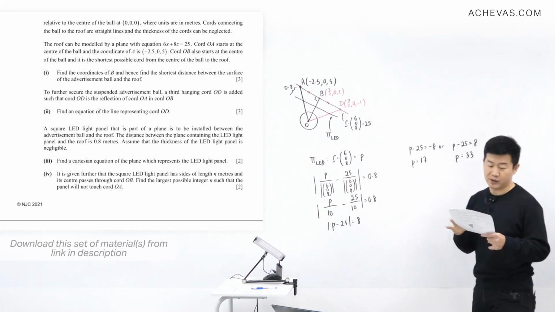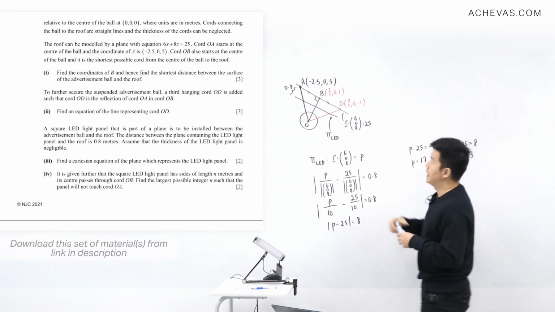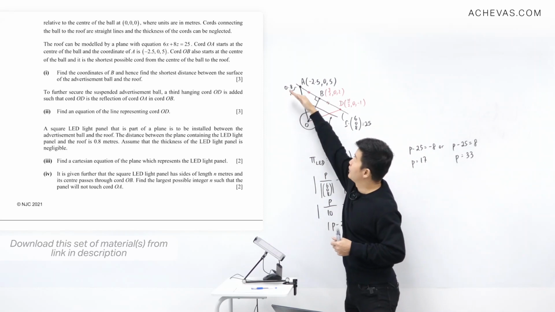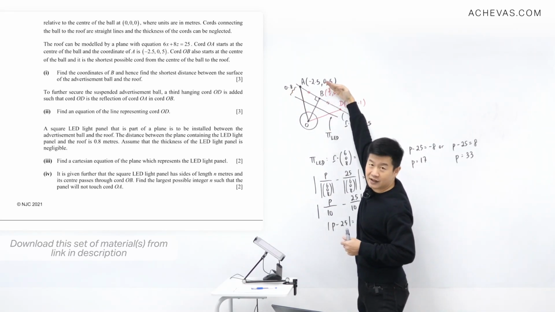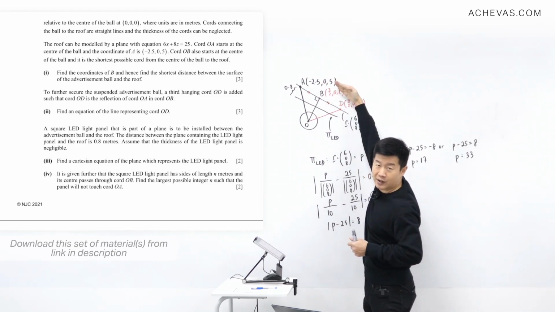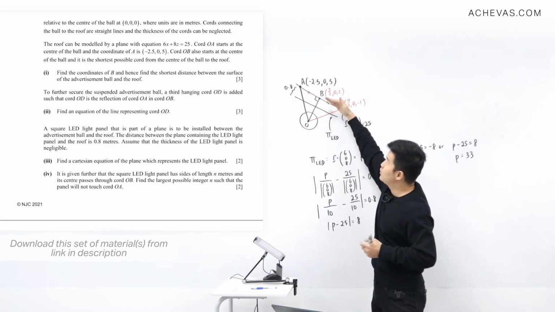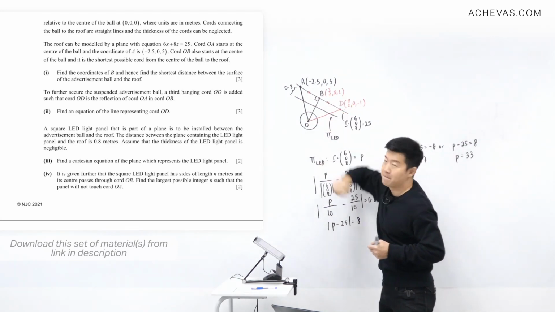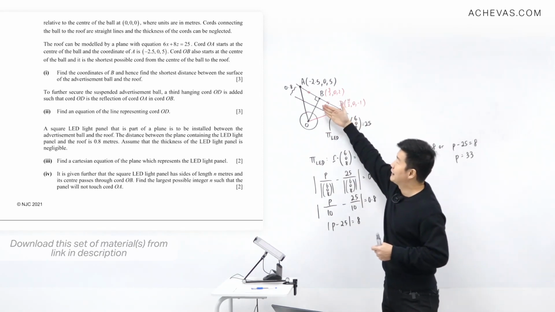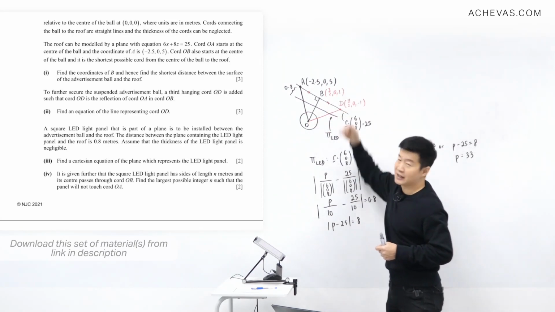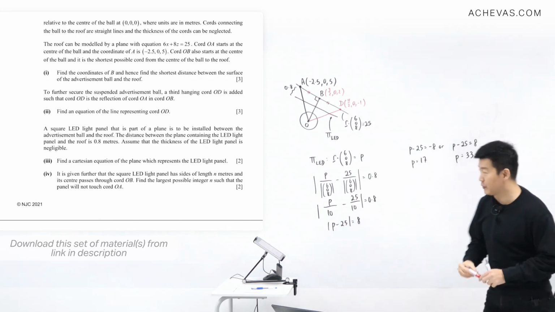We need to reject one of them. The reason why we have 2 is because for a plane to be of a distance 0.8 away from the roof, it can be either here or at the other side. Here or at the other side, correct? But according to what the question says, it should be at the side that is between the plane and the advertisement ball, which means that it should be the one that is nearer to the origin instead of the one that is further away from the origin. Which one is nearer to the origin? Which one is further away from the origin?